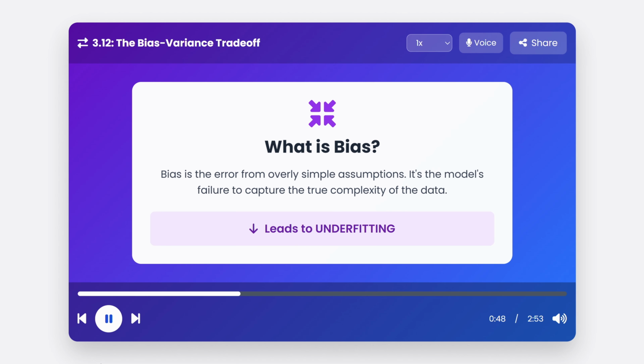First, let's talk about bias. Bias is error that comes from a model being too simple. Its assumptions are too strong, and it fails to capture the true, complex relationship in the data. A model with high bias pays too little attention to the data, and this leads directly to underfitting.